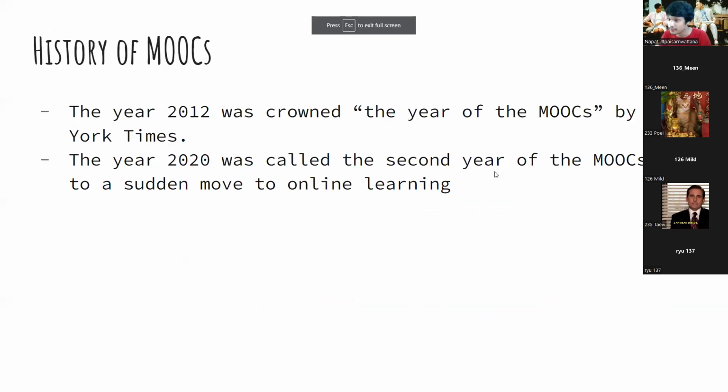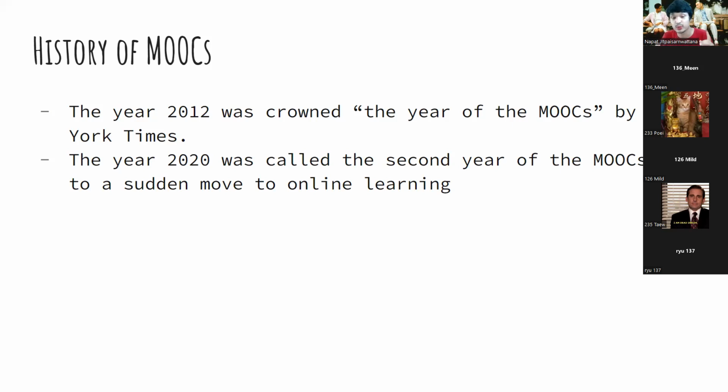Okay, then the year 2012, 10 years ago, right? The year 2012 was actually called the year of the MOOC by the New York Times, because there was a sudden explosion in the number of MOOCs. I think a lot of people started creating MOOCs, like many universities. And then it sort of faded away, and remained at the same level for a few years.